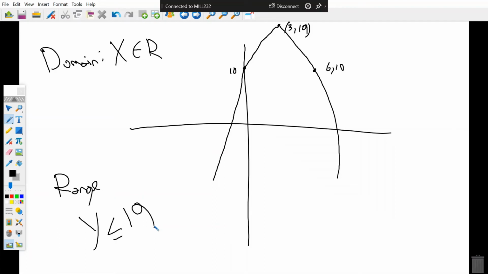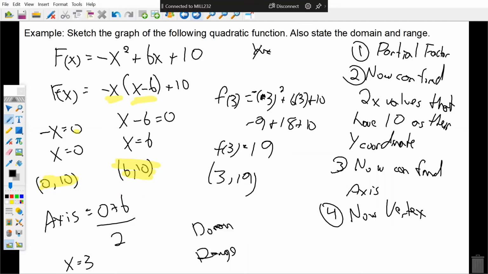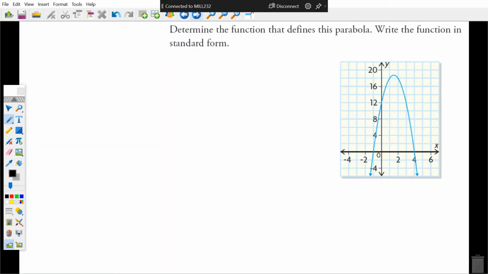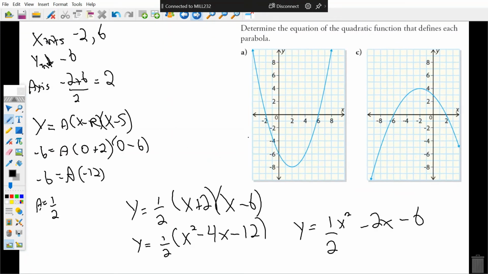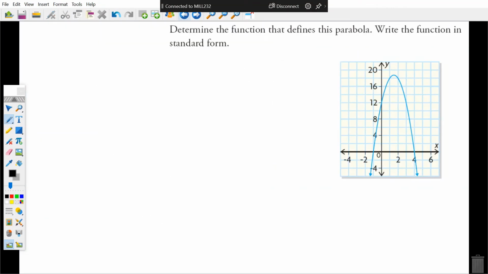All right, let's try one more. I think this is the last. Yeah, we'll do 1 or 2 more depending on time here. In this case, before they were giving us the equation and they wanted us to graph it. Now they're going to give us the graph and they want us to get the equation.